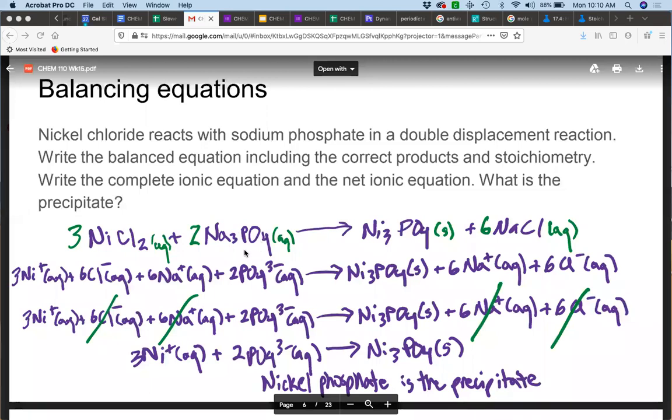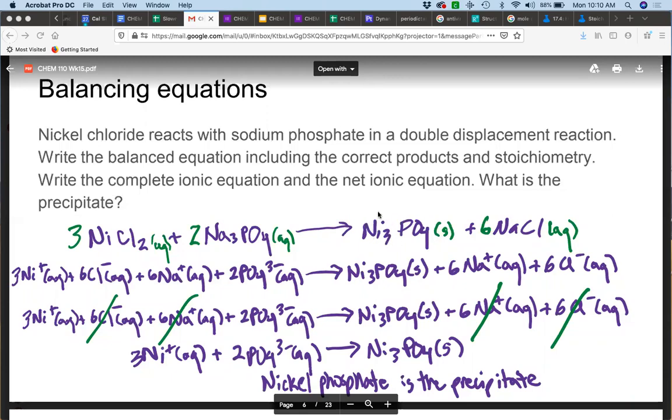I have 2 PO4 on the left. Ooh, I only have 1 PO4 here. So I might need to think about how else I could balance my equation. Maybe what I need to do here is put a bracket around my phosphate.